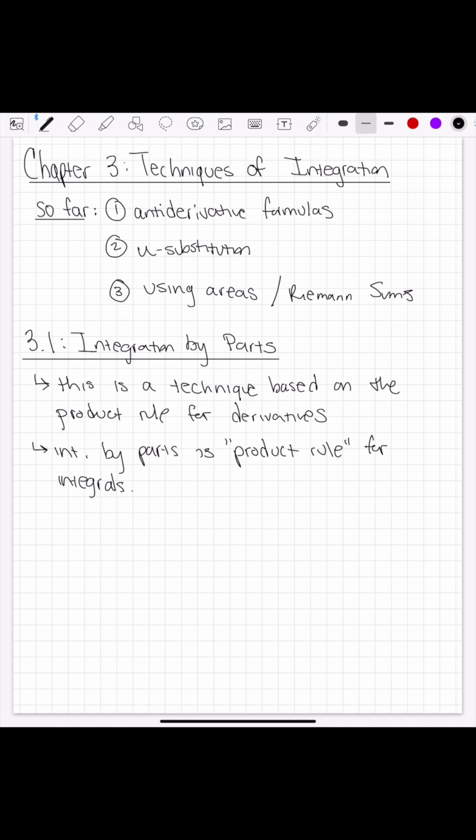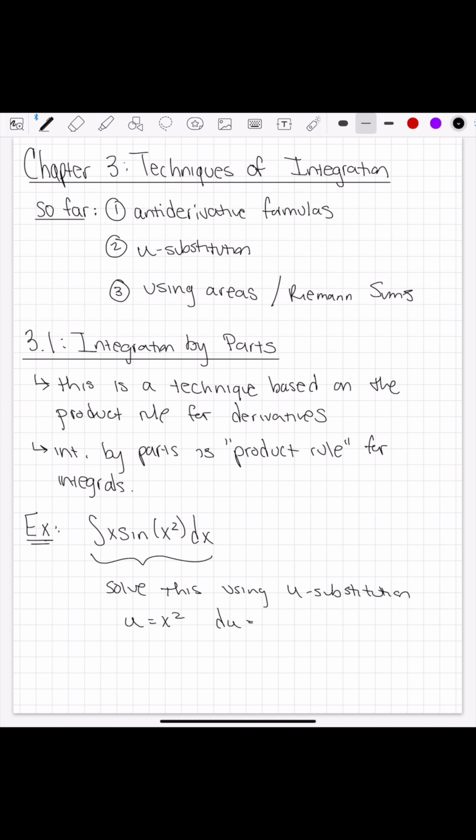So let's say, for example, we can integrate x times sine of x squared. We can solve this using U substitution, where we let U be x squared and then du be 2x dx, which we then multiply by a half in order to get x dx, right?